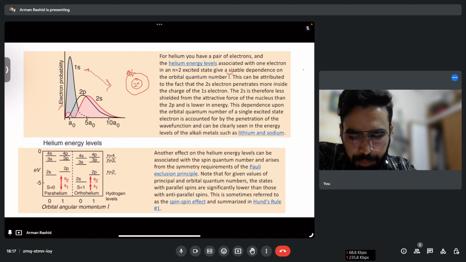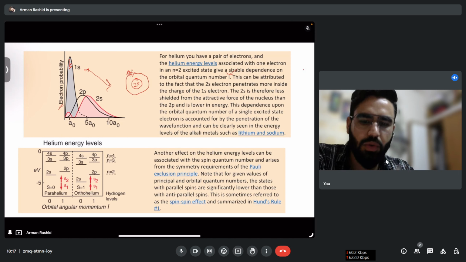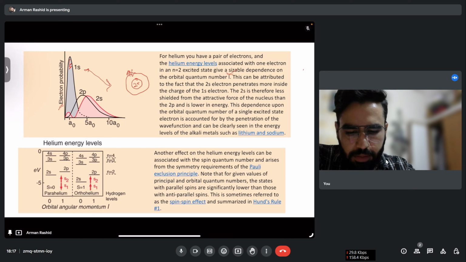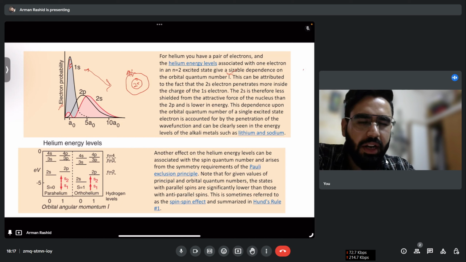You see that this 1s orbital has a finite probability very close to the nucleus. Then you have a 2p. 2p is like this if you plot it in 3D. As electrons are closer to the nucleus, if there are other electrons out here, these electrons are shielded from the nuclear charge. As a result, they will feel less nuclear charge as compared to what is actually present. That is called the effective nuclear charge.